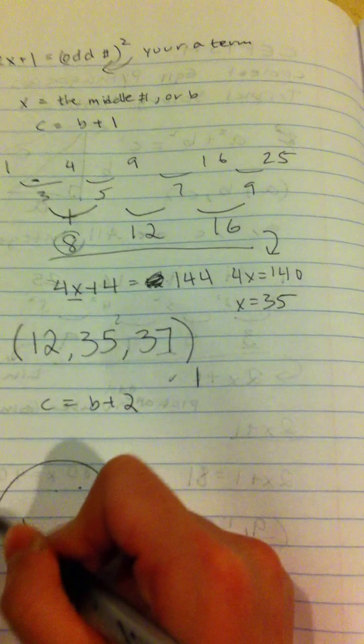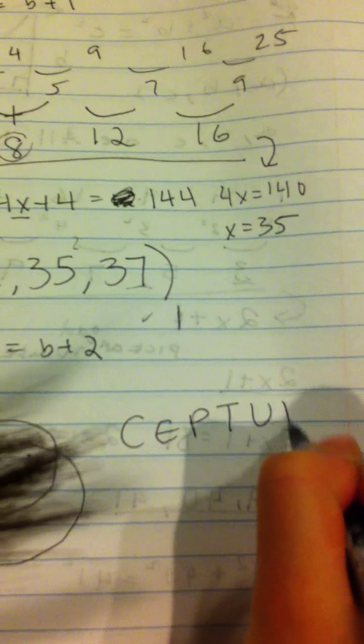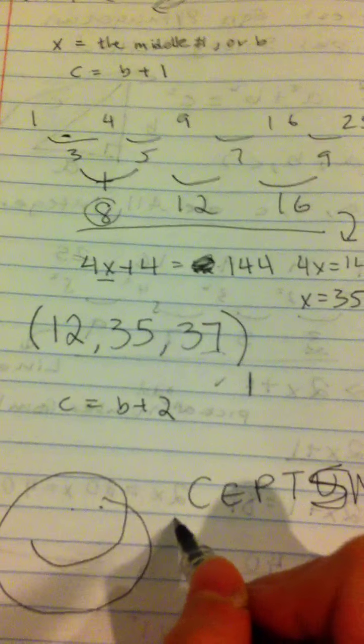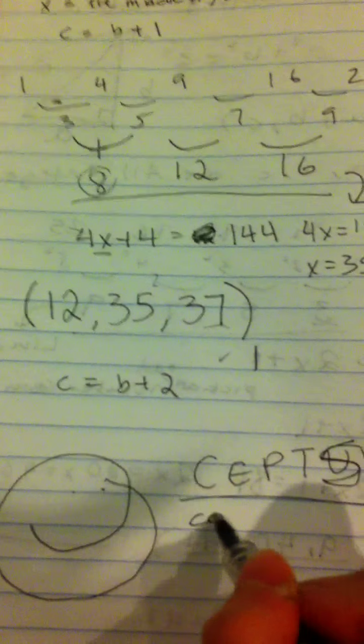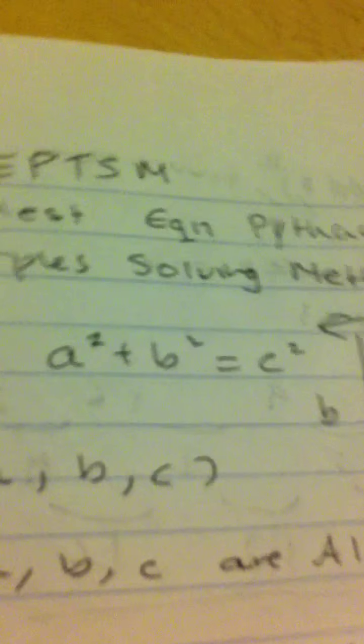Just saying, I actually figured this out myself, so that's why it's called CEPTSM. I'm kind of tired. Anyway, so CEPTSM: coolest equation, Pythagorean triple solving method.